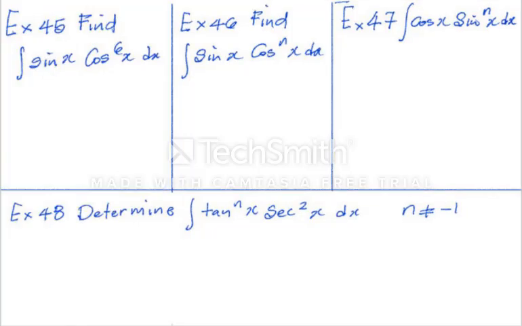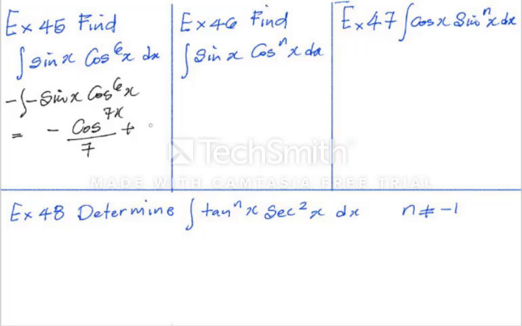Example 45. Again, I'm going to multiply by minus sine x, two times. Cos 6x is the same as saying cos x all raised to the 6th power. So this would be cos 6x times minus sine x, which is the first derivative of cos x. So I'm going to raise the power to cos 7x, with the minus, divide by the new power, which is 7, and then add the constant of integration c.